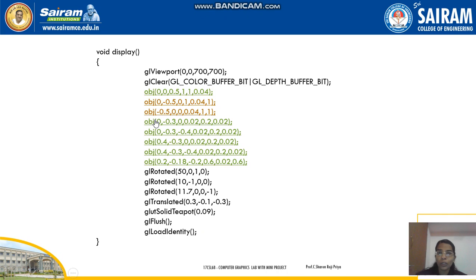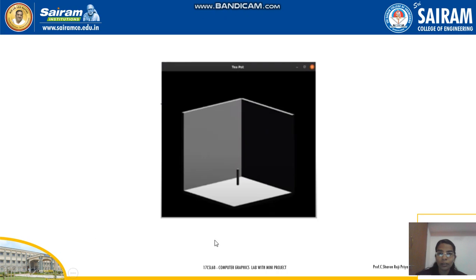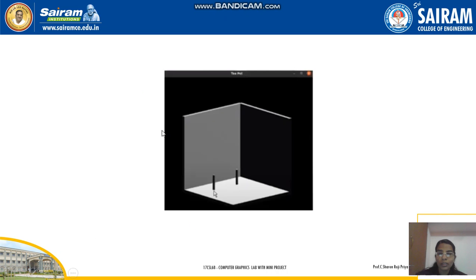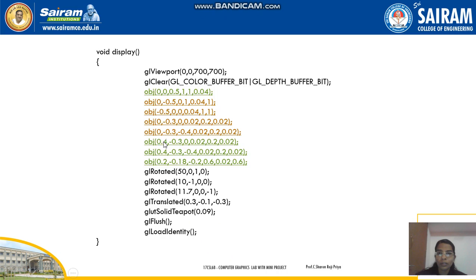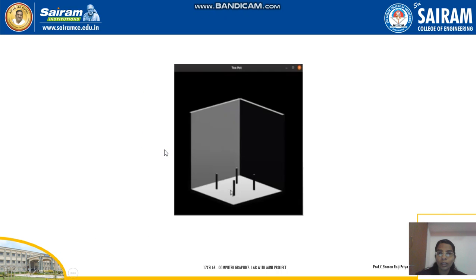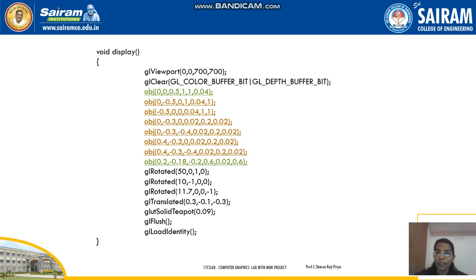Next, I'll be drawing the four legs of my table. First leg, second leg, third, and at last the fourth leg. Next, how did I get this leg? Same cube. I have scaled it to a smaller size so that it looks like a table leg.